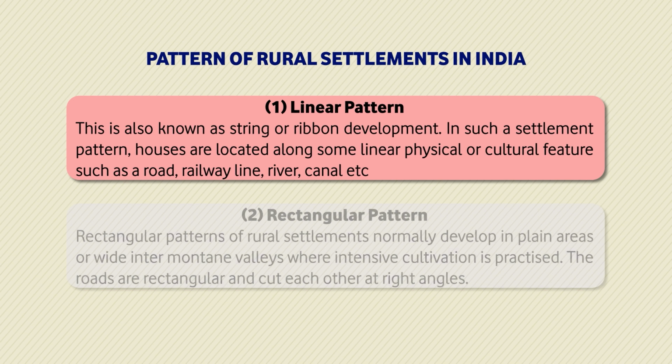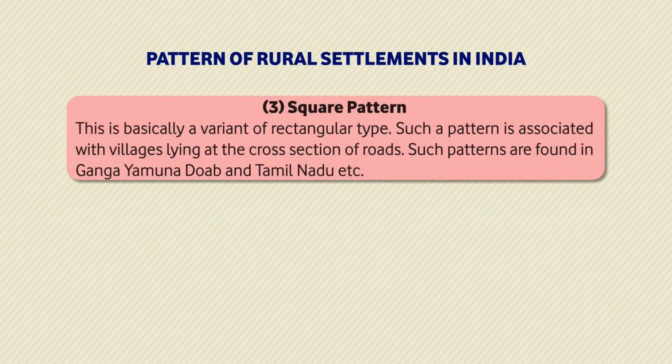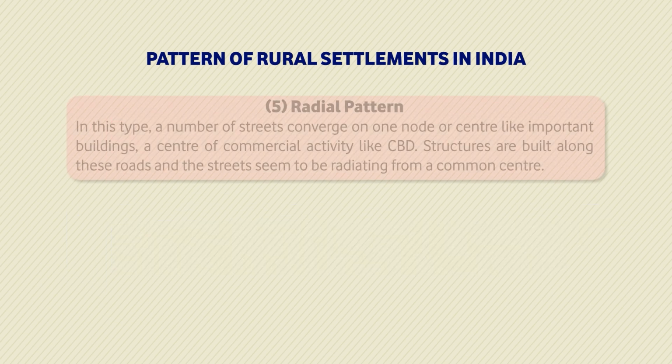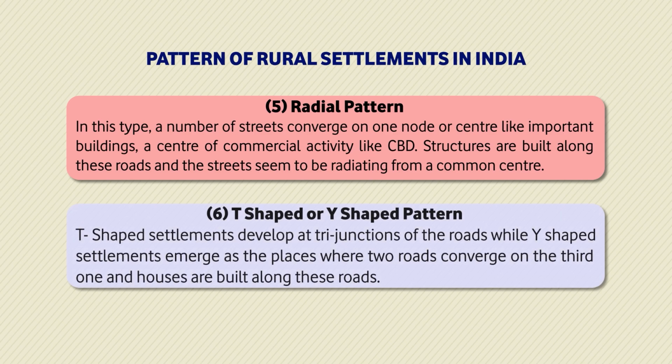Now, pattern of rural settlements in India. According to their topography and their layout, they are classified as linear pattern, rectangular pattern, square pattern, circular pattern, radial pattern, or it could be T-shaped or Y-shaped.